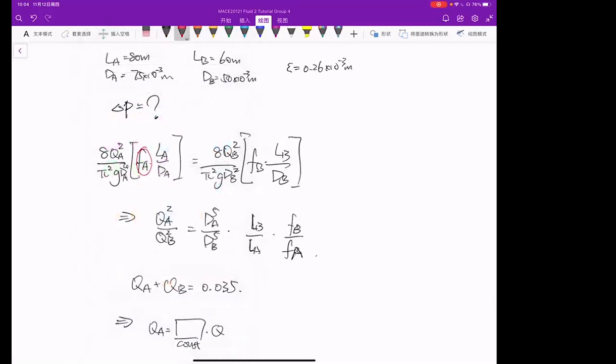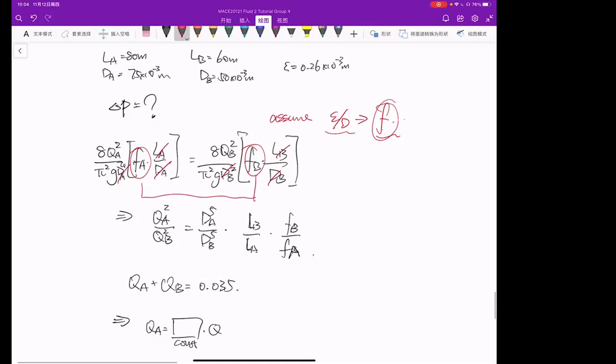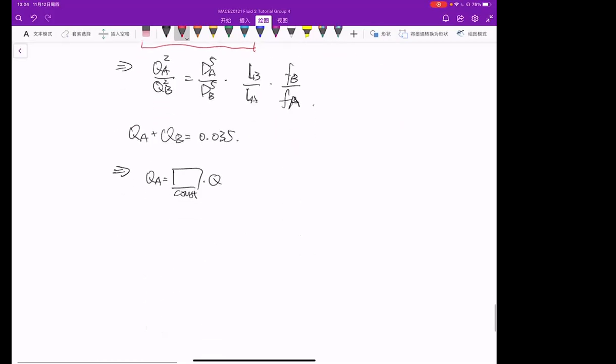In this one, we have LA known, DA known, LB known, DB known, and we have FA and FB. Again, refer to the previous: assume the Reynolds number is large enough, or turbulent enough, that epsilon over D determines the friction factor, so the friction factor is constant. So FA and FB are given. That means QA is a constant times a known number times Q. So this will give us QA, and correspondingly we could have QB.